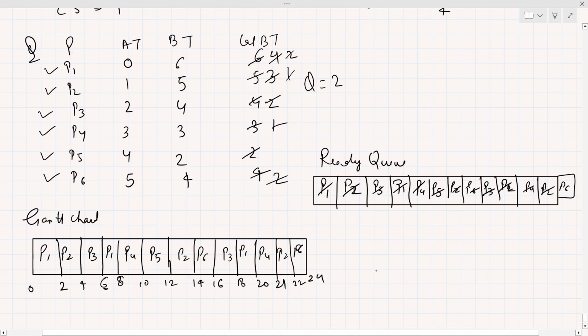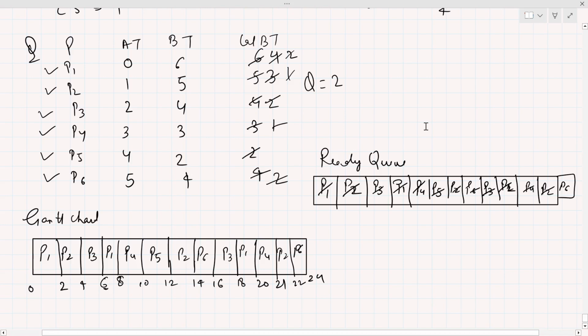So this is what the Gantt chart looks like. You have to check whether the Gantt chart we made is correct or not. Sum all the burst times and check the completion time of the last process. 6 and 5 is 11, 11 and 4 is 15, 15 and 5 is 20, 3 and 2 is 5, 20 and 4 is 24. So the total burst time is equal to the completion time of the last process. It means we made a correct Gantt chart.